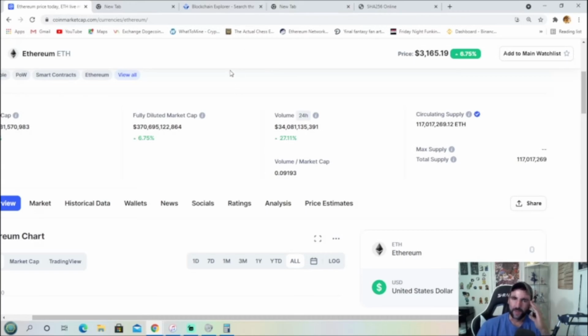But the problem with Ethereum is that it's so expensive to buy things. They call it gas. Gas is what you have to pay in order to make the transaction from one piece of media, art, whatever you want, to another person.